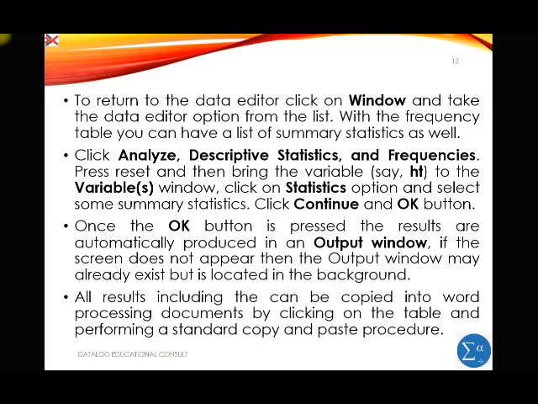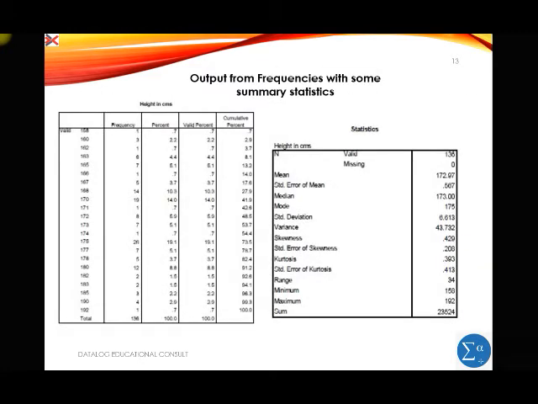Now, once the OK button is pressed, the results are automatically produced in an output window. If the screen does not appear, then the output window may already exist, but is located in the background. All the results can be copied into a word processing document by clicking on the table and performing a standard copy and paste procedure. So which means that you can take your data into Microsoft Word for processing, so that you'll be able to make necessary interpretation and inference on your table.